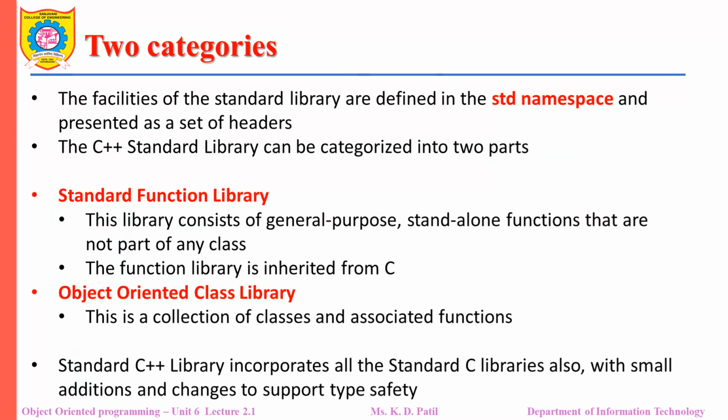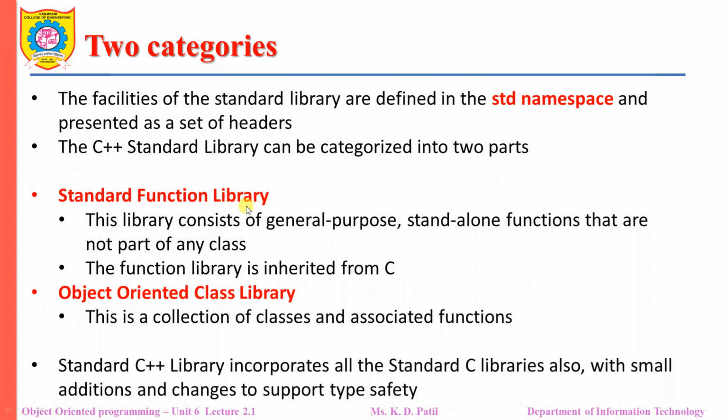Let us see the two different categories of the C++ standard library. The facilities of the standard library are defined in the standard namespace, and hence when you write a program in C++ you should include that standard namespace in your program, and it is presented as a set of headers. The C++ standard library can be categorized into two major parts. The first one is the standard function library and the second one is the object-oriented class library.